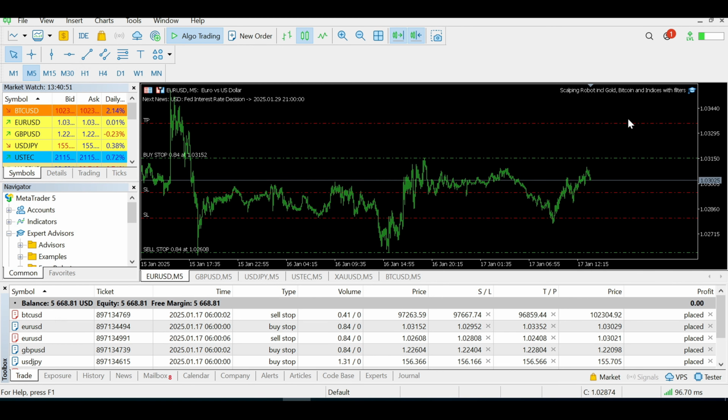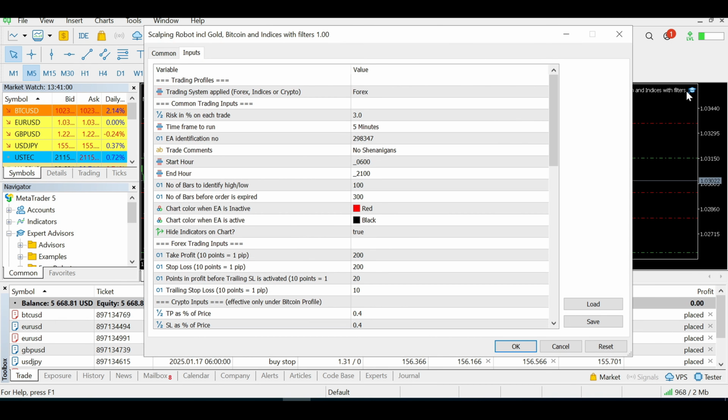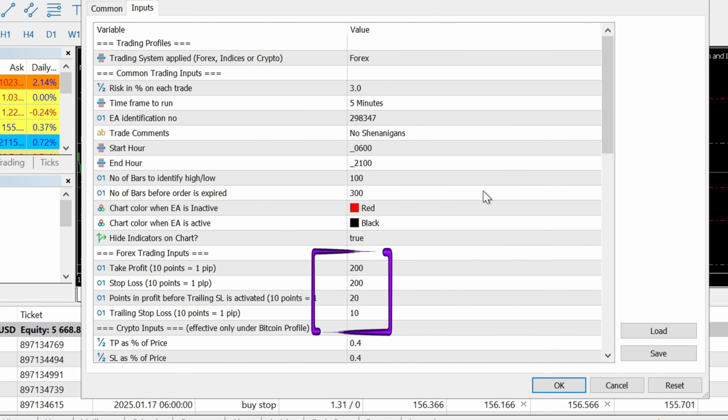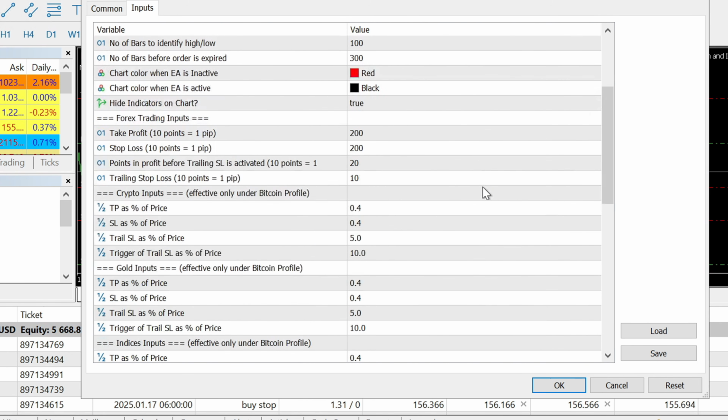So with the 5,000 euro account, I have set it up on EURUSD, GBPUSD, USDJPY, Nasdaq, gold, and Bitcoin. For the settings, I'm using the same settings that I've shared in the videos. So 200, 220, and 10 for the forex pairs, and 0.4, 0.45, and 10 for the non-forex pairs, which corresponds to the forex settings in terms of price.